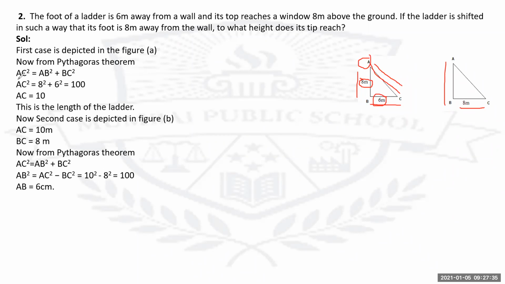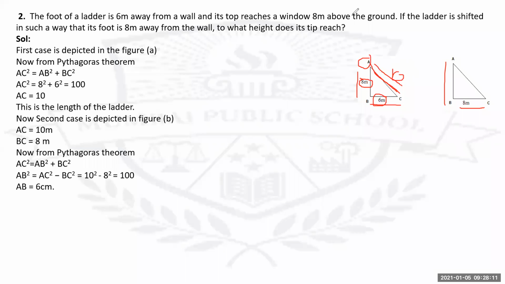By Pythagoras theorem, AC square equals AB square plus BC square. So AC square equals 8 square plus 6 square, that is equal to 100. So AC equals 10, by removing the square root. Now this hypotenuse AC is nothing but the ladder. So you'll get the length of the ladder as 10 meters.